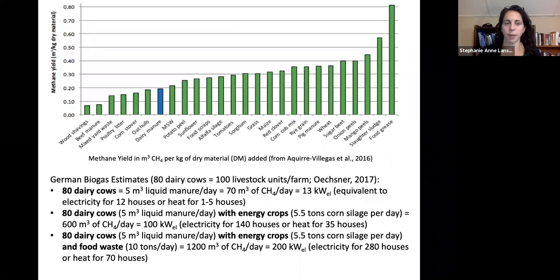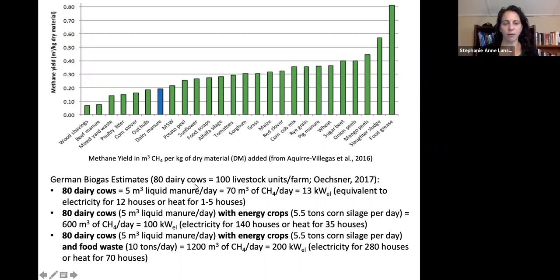Again, here is another study out of Germany. Here they have their different methane yields, with food grease, slaughterhouse waste, and sugar beets being much higher than our manures that are down here. So again, different studies, a little bit different results.